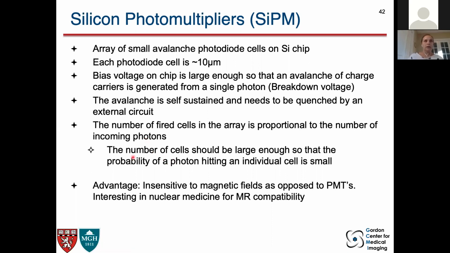This is what I just said, that the number of cells needs to be large enough so that the probability of a photon hitting an individual cell is small. And the advantage of this type of photodetector is that they are insensitive to magnetic fields, as opposed to photomultiplier tubes, which makes them very interesting in nuclear medicine for MR compatibility.